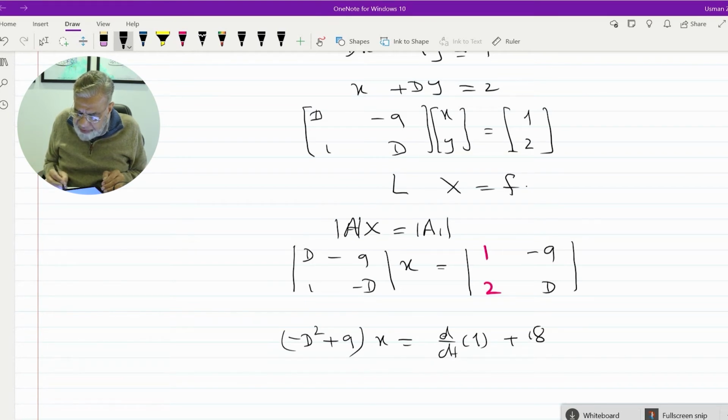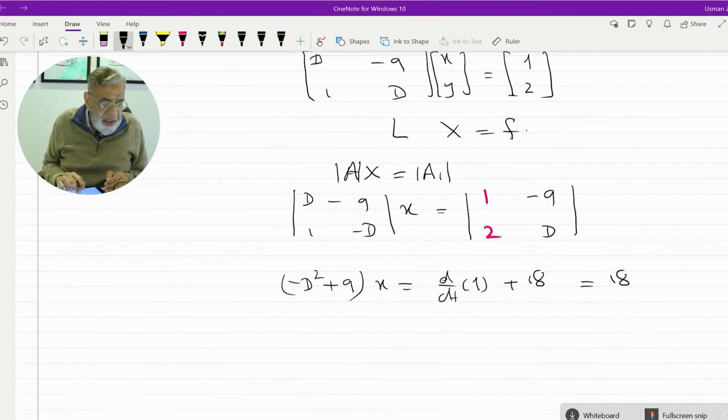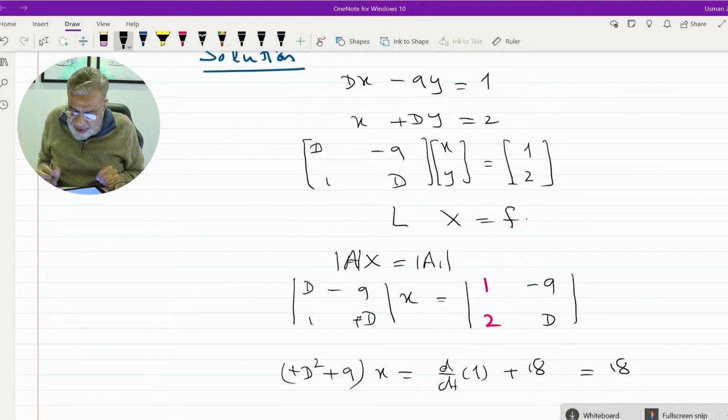So we can write this one. The derivative is equal to 0. We get here 18, and we can write this equation as Lx equal to f. L is the differential operator in the matrix form, the coefficient matrix, as we say. X is the unknown, f is the matrix of the constants on the right hand side. So we use the Cramer rule.